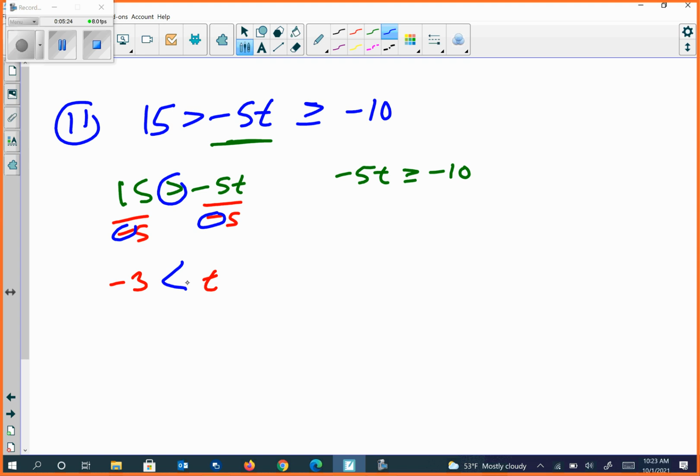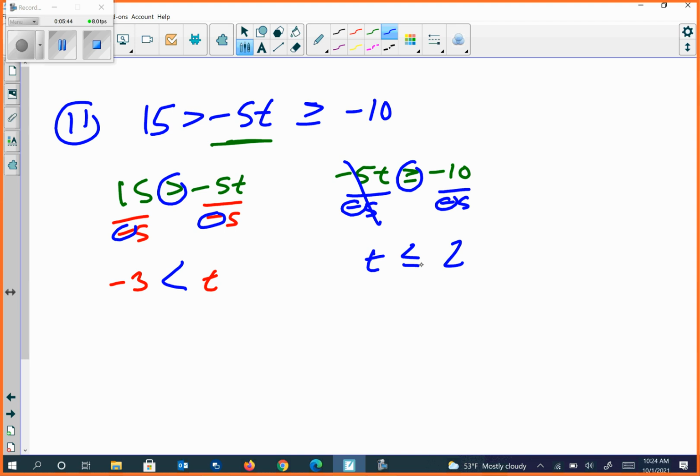Okay? And then on this one, same idea. Divide each side by -5. So I'm going to get t, and that's going to give me a +2. What should happen because of this and this? This sign should also flip over. Okay?